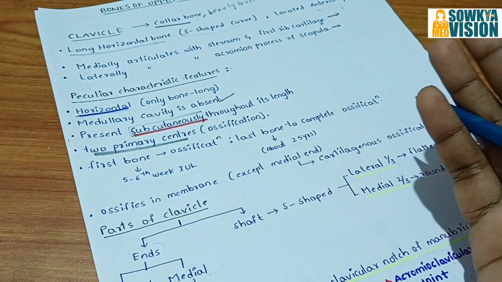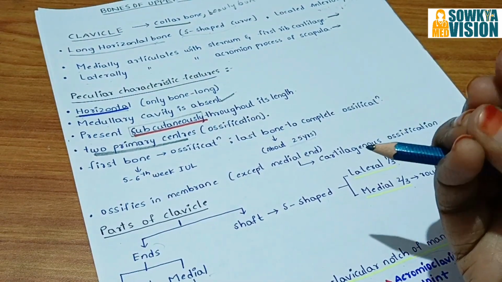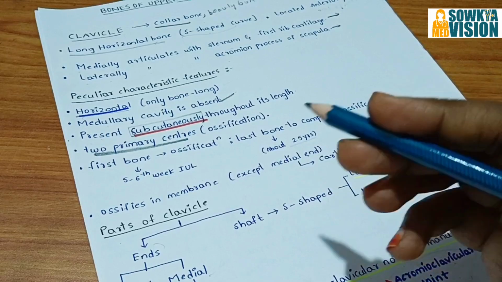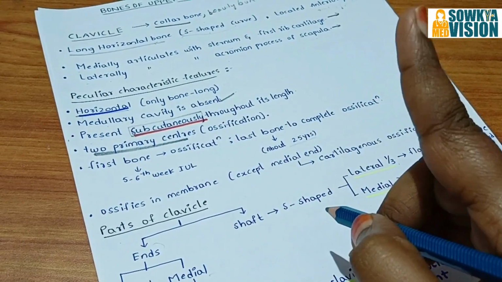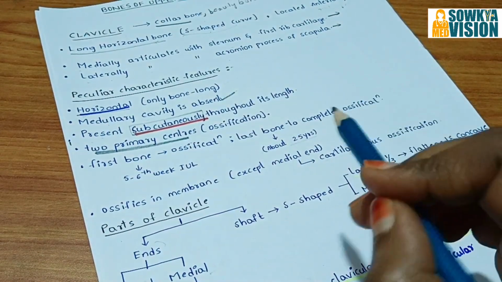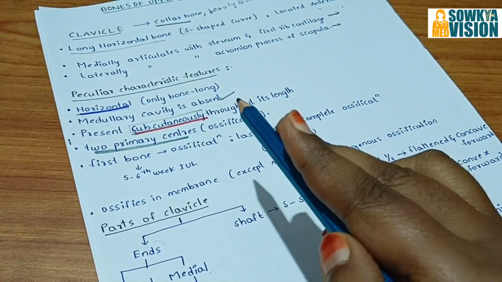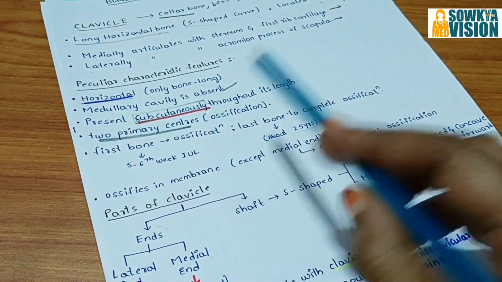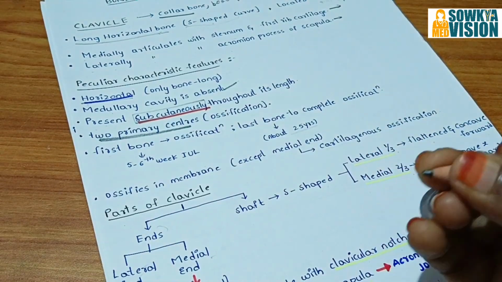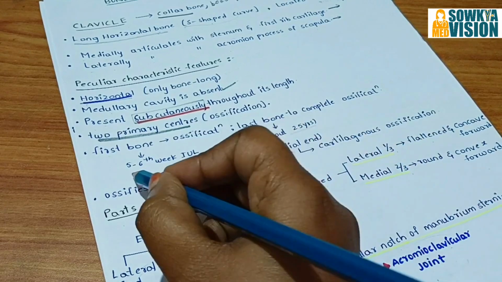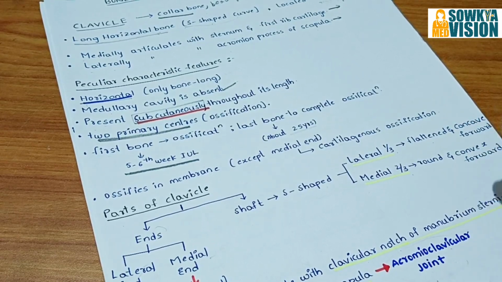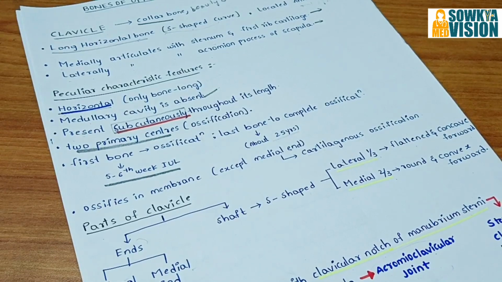Yes, there may be any number of secondary centers, up to eight, but any bone contains only one primary center for ossification, whereas the clavicle contains two, which is not present in any other bone. And this is the first bone. The clavicle is the first bone that is going to ossify in the human body, at the 5th to 6th week of intrauterine life. In the fetus stage itself it starts ossification. And it is the only bone that completes its ossification last.